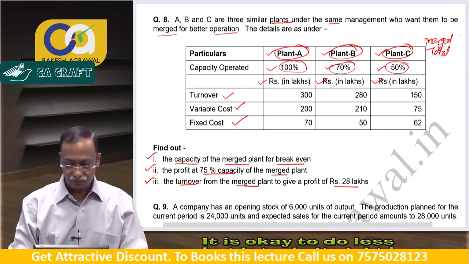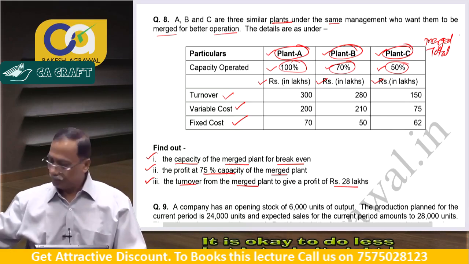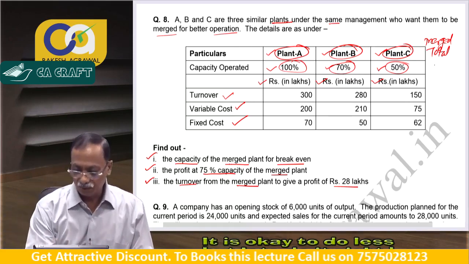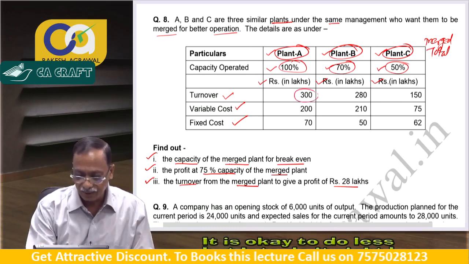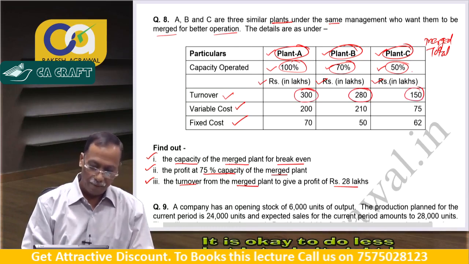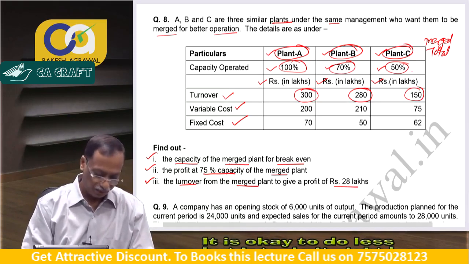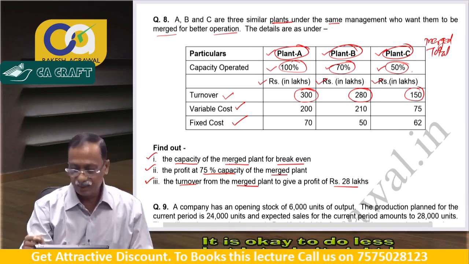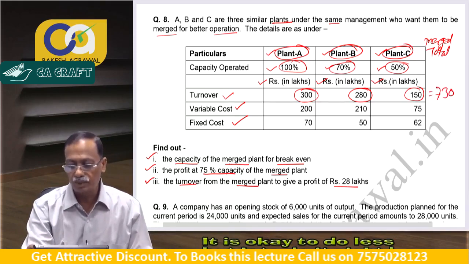Thought of? Okay. Suppose I add the turnover to calculate the turnover of the merged plant. If I take this 300 plus 280 plus 150, how much do you get? 730. 730 will be the turnover of the merged plant.